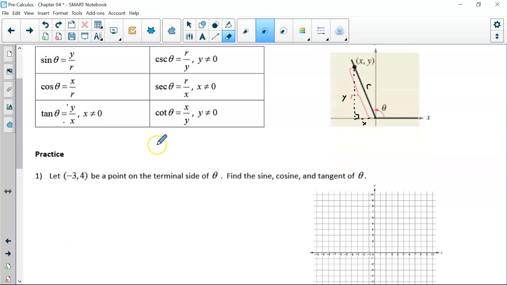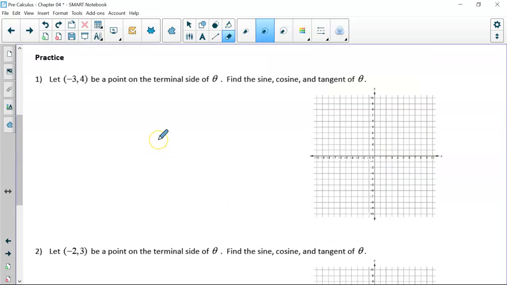So here we can use those values. Let's plot negative 3, 4, and that'll be the terminal side. So negative 3, 4, we're up here. If we draw our triangle, this is the terminal side, and it creates a right triangle. Here's our radius. This length here is a negative 3. This length right here is a positive 4. And that's true because our x is negative, our y is positive.